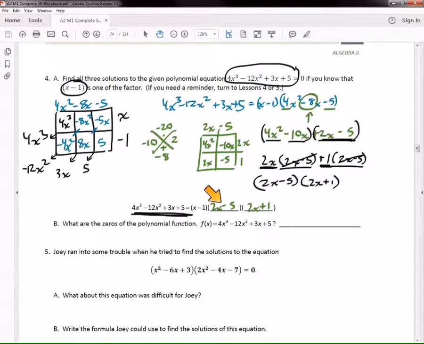What are the zeros for this function? Now that you know the factors, do you know the zeros? What zero would come from x minus 1? A 1. Okay, so that's one of them.